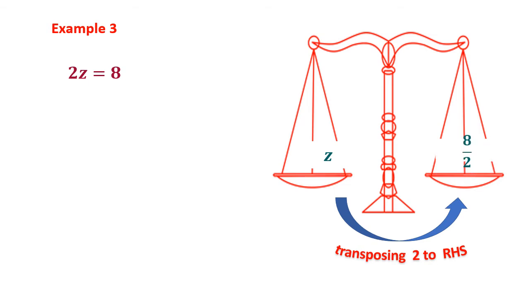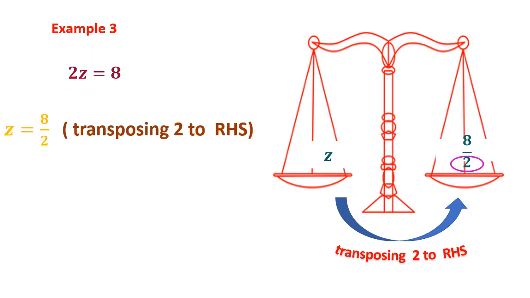Here you can see that 2 has moved to denominator. It means we have divided by 2 in RHS, and as you know, we have to eliminate all the numbers from LHS. So in LHS we are only having the variable z. Here are the steps. z is equal to 8 upon 2. We have to write in the bracket that transposing 2 to RHS. And as you all know, when we divide 8 by 2, we get 4.